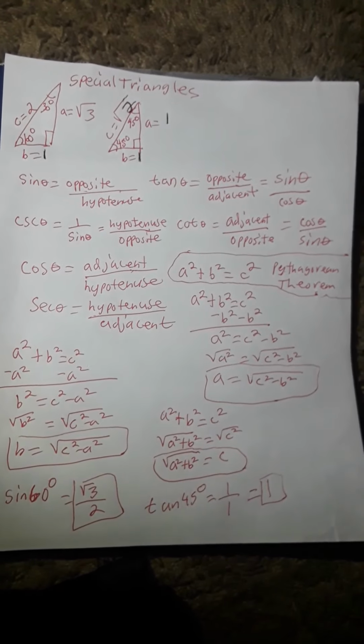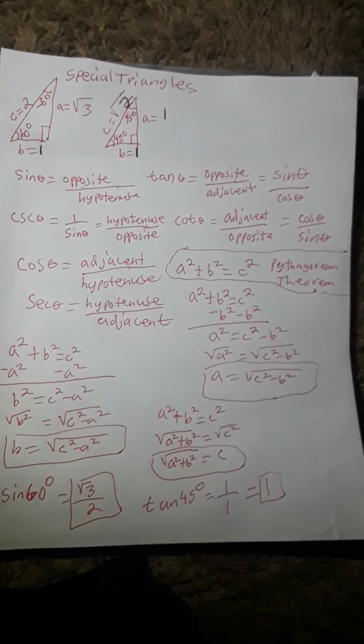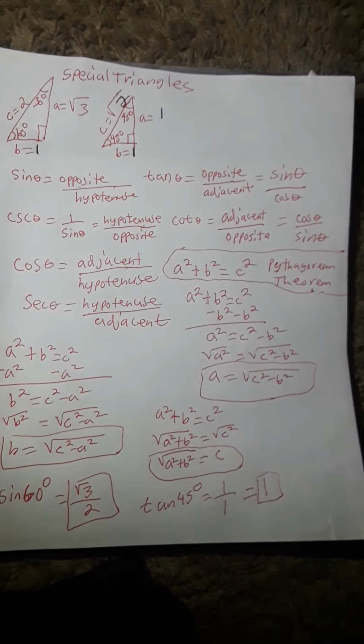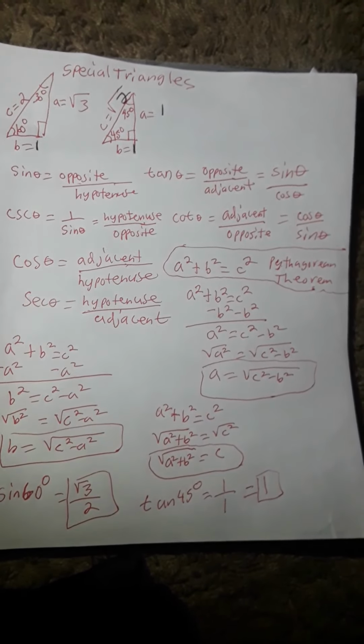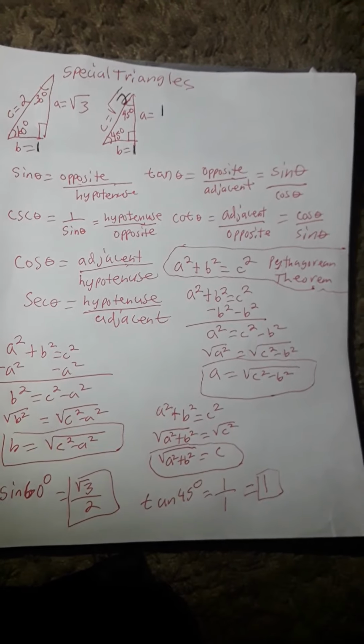For the 45, 45, 90-degree triangle, the legs A and B are equal to 1, and C, the hypotenuse, is equal to square root of 2.